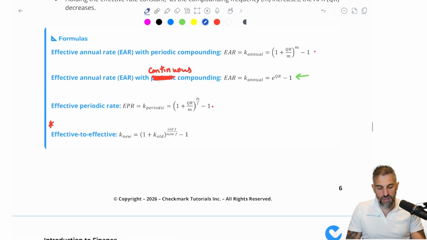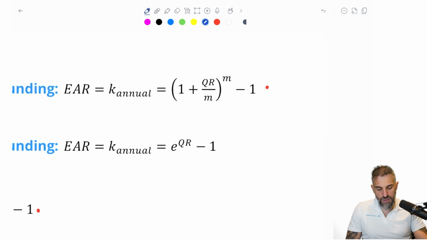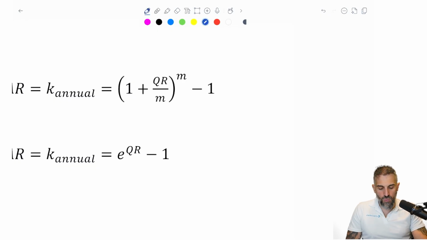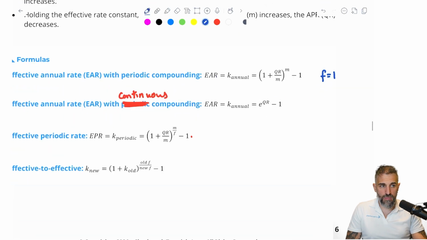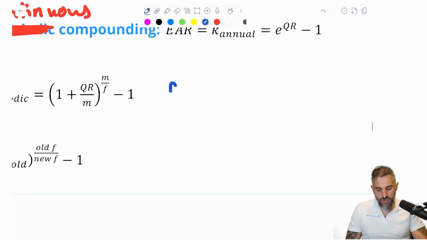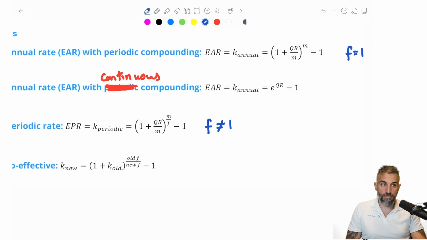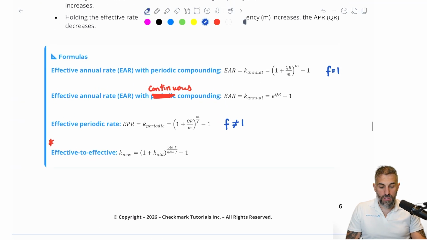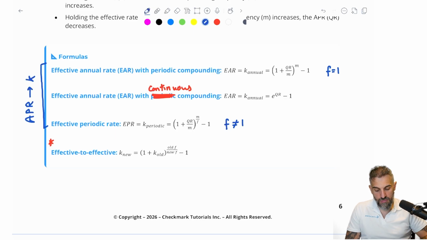So when these two are in them, to go back to these, when do you use each one? Well, look, you use this one when your F is 1. The annual rate is when your F is 1. You use this one when your F is not 1. And all 3 of these, you use anytime you're trying to convert an APR into an effective rate. The fourth one, guys, remember, this one is a special one.